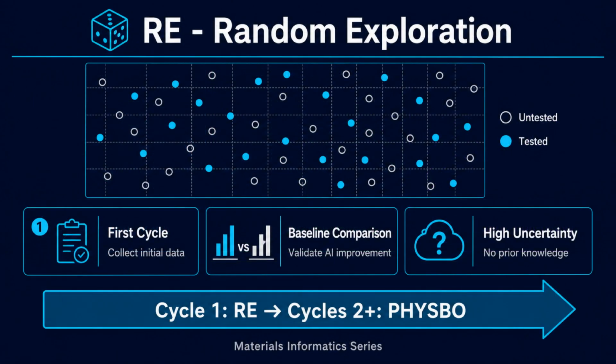Random exploration, or RE, is simple but essential. It randomly selects from untested candidates. You might wonder why we need this when we have intelligent algorithms like PHYSBO. The answer is that PHYSBO needs initial data to build its model. In the first cycle, when you have no experimental data yet, RE provides an unbiased starting point. It's also useful as a baseline comparison to validate that AI is actually helping, and in situations of high uncertainty when you have no prior knowledge about the search space. The typical workflow is to use RE for cycle 1, then switch to PHYSBO for all subsequent cycles.